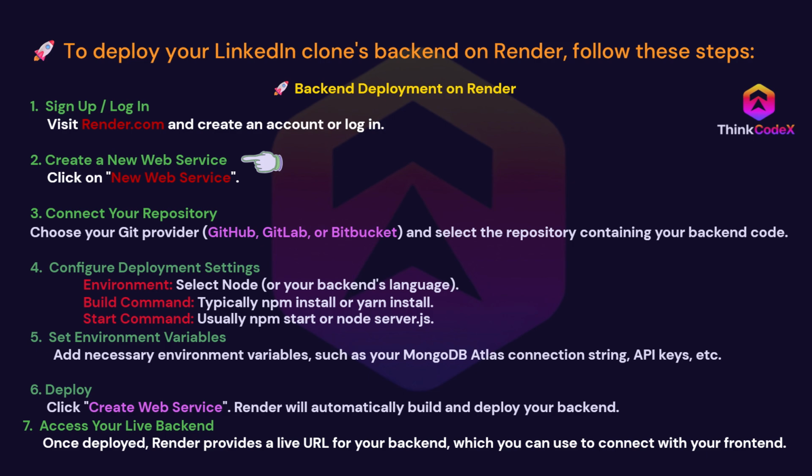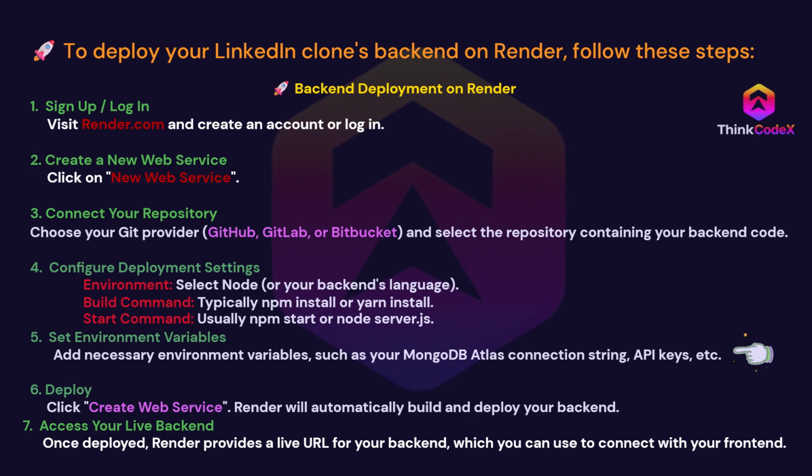Then, connect your repository, choose your Git provider like GitHub, GitLab, or Bitbucket, and select the repository containing your backend code. After that, configure the deployment settings. Choose Node as your environment, set the build command to npm install or yarn install, and set the start command to npm start or node server.js.